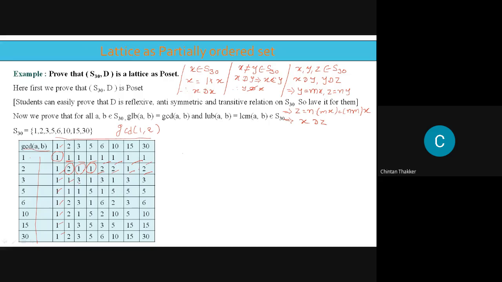GCD of 3 and 3 is 3. GCD of 3 and 5 is 1, because both are prime numbers. GCD of 3 and 6 is 3 here.